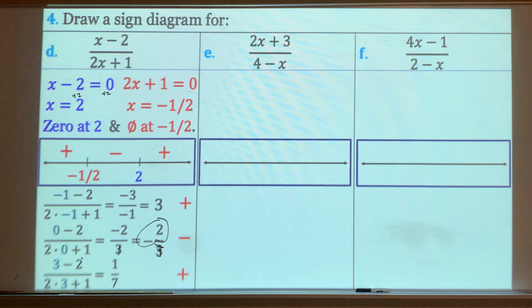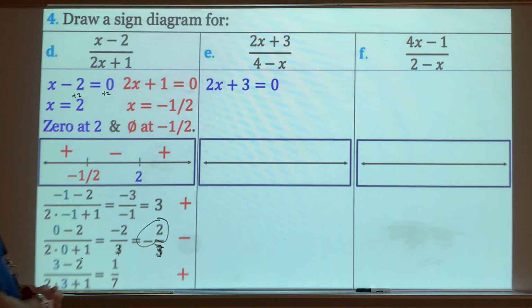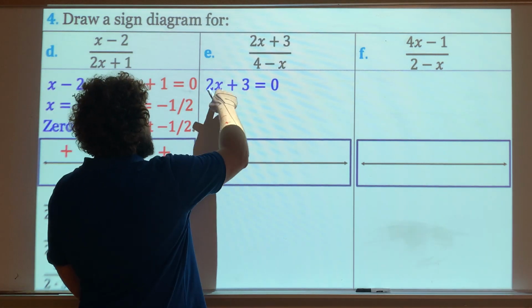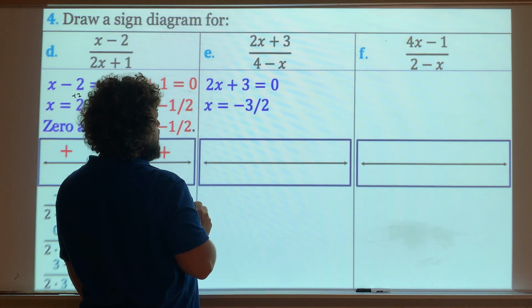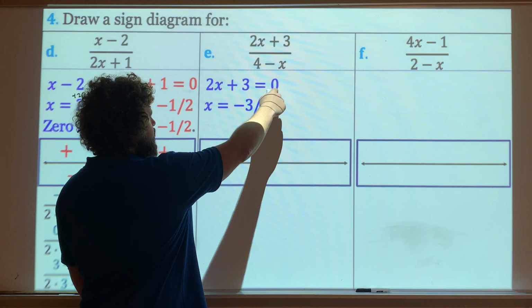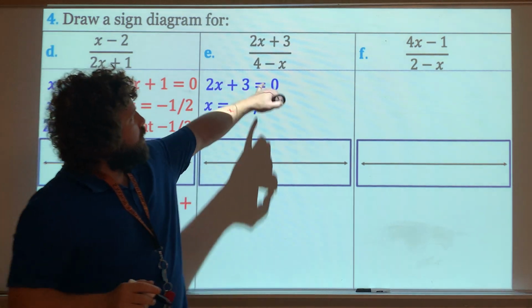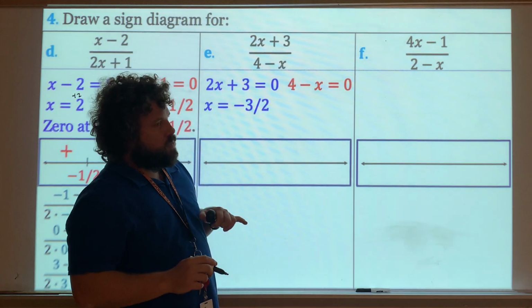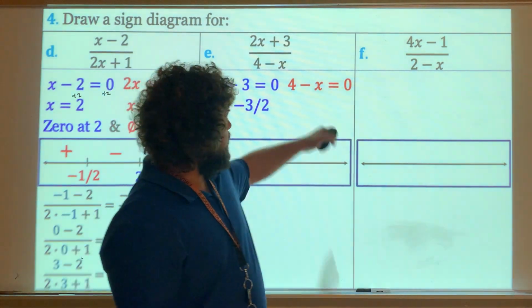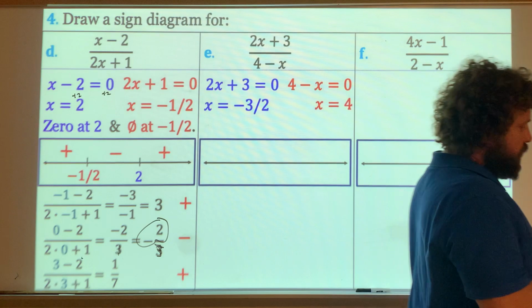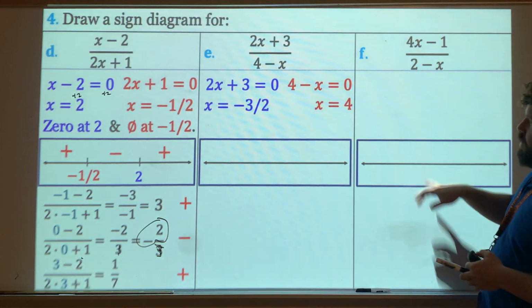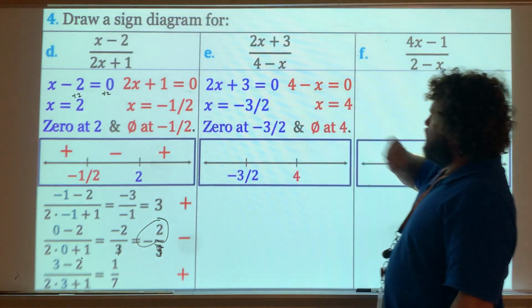Numerator. Set it equal to 0. What you're going to do here is subtract 3 and divide by 2. So you get negative 3/2. This becomes 2x equals negative 3. Negative 3 divided by 2 is negative 3/2. 4 minus x equals 0. That's when your answer will be undefined. Add x to both sides, you get 4 equals x, or x equals 4. So you have 0 at negative 3/2, undefined at 4.